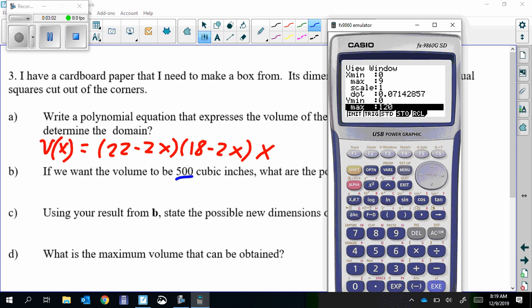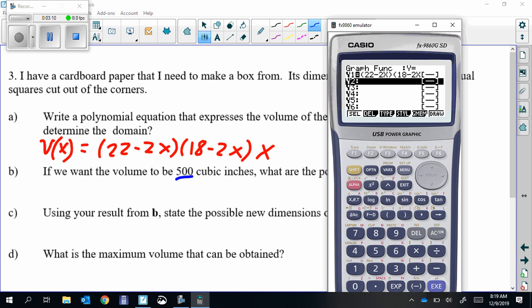Pick something higher than 500. You can always make it larger if you want to. I'm going to say 1,000 just as a guess. Probably good enough. You can also do zoom auto, and it will adjust your y's for you once you set your x's. You've got to set x first.